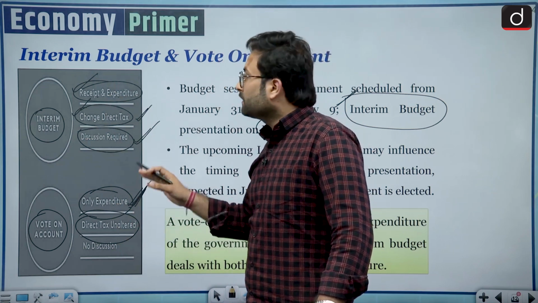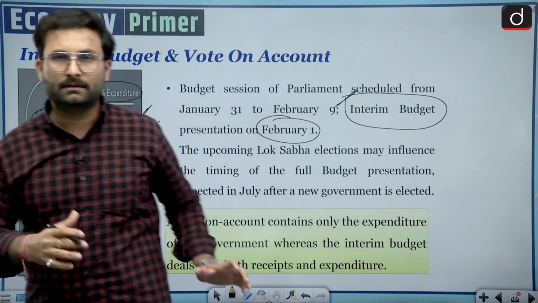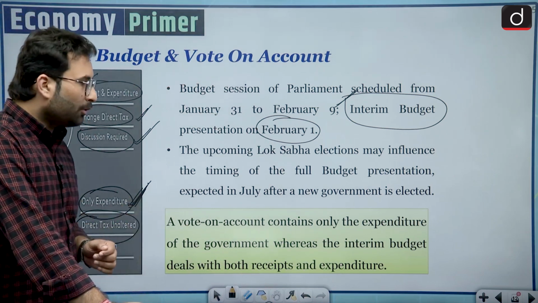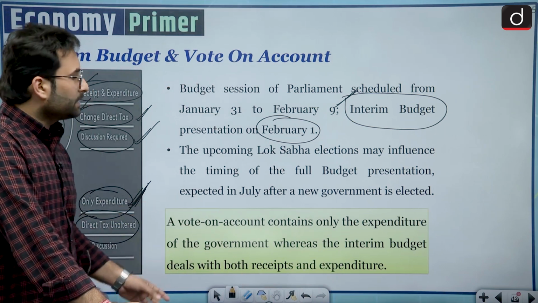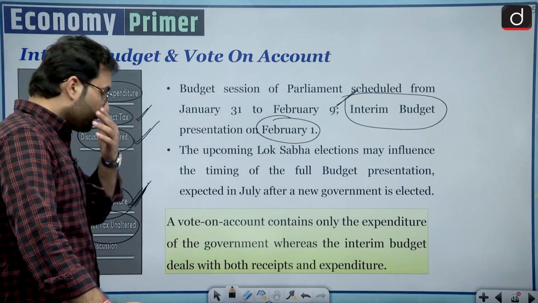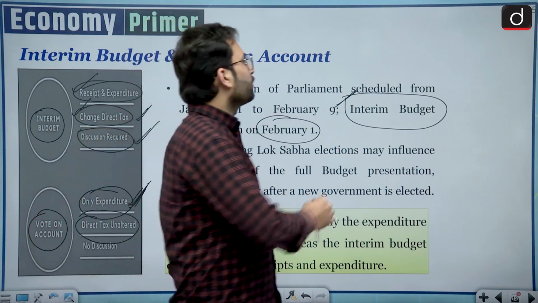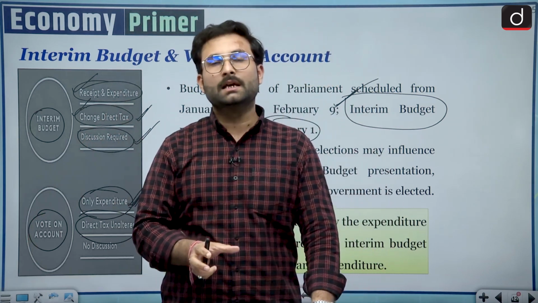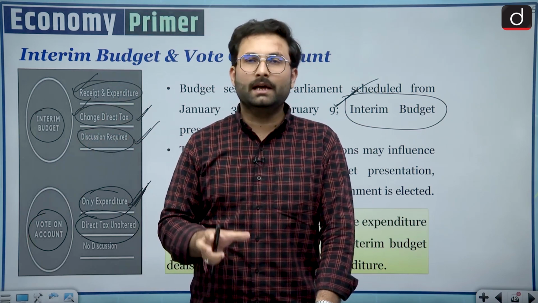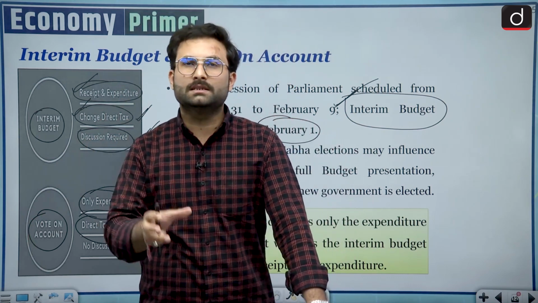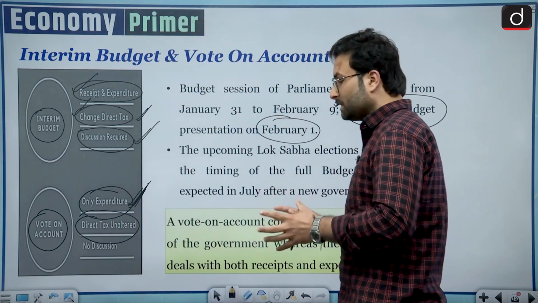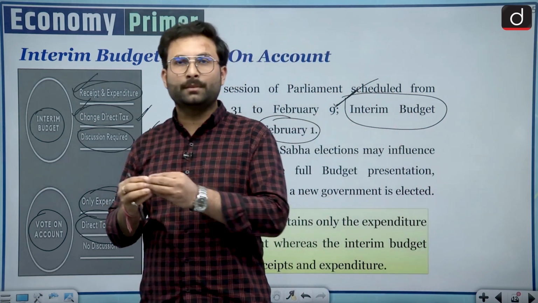I think this difference is clear. A vote on account contains only expenditure of the government, whereas interim budget deals with both receipt and expenditure. So when government is saying that they are going for the interim budget, they will be talking about their receipt as well as expenditure. There will be a discussion in the parliament, and there might be a change in the direct tax. So I think that is all about budget, whatever economic aspects of the budgets are.